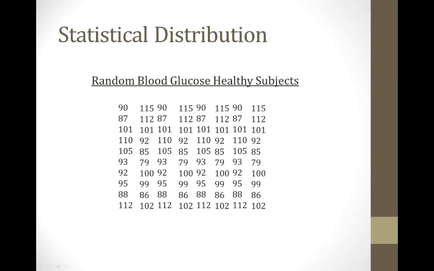Let's suppose we randomly selected some healthy subjects and measured their blood glucose levels. We would get a collection of readings kind of like what I've shown on the screen here. There'd be a few people with low numbers like 85, and there'd be a couple of people with higher numbers like there are some 112s in here, and then there'd be a lot of people in the middle.